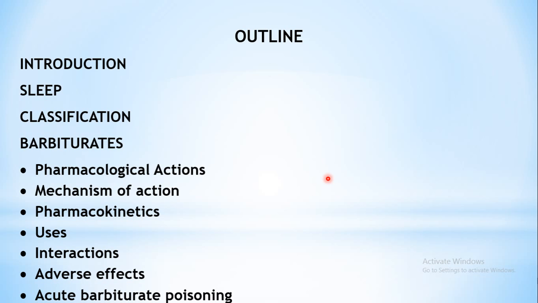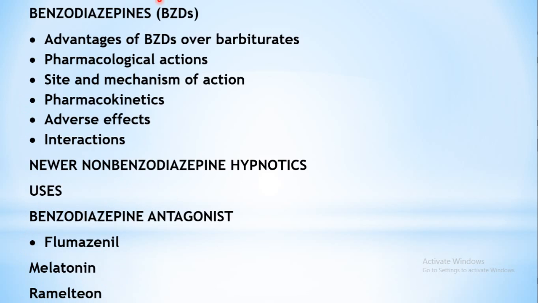So coming to the outline of this chapter, we are going to cover the introduction of sedative-hypnotics, the sleep architecture, the stages and the architecture of sleep, then the classification of sedative-hypnotics. The first class, that is barbiturates. Under barbiturates, we are going to cover pharmacological actions, mechanism of action, then the pharmacokinetics, uses, interactions, adverse effects, and acute barbiturate poisoning.